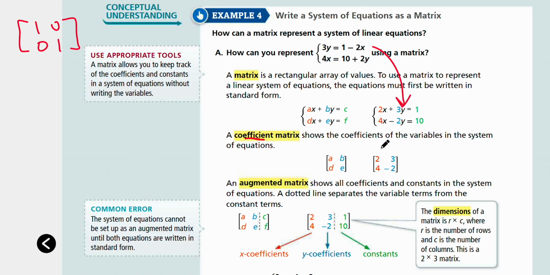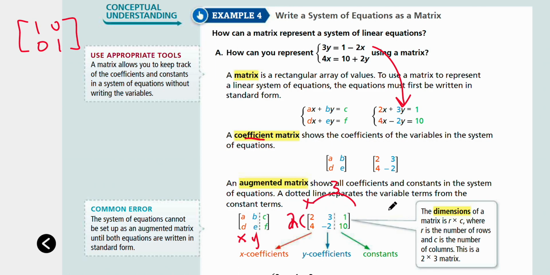We're just going to look at the numbers and forget about the variables. Just remember that the first column is for the x coefficients, the second column is for the y coefficients, and the last one is for the constants after the equal sign. The dimensions of the matrix are R times C, where R is the number of rows and C is the number of columns. Here we have 2 rows, and then 3 columns. So this is a 2 by 3 matrix. Just count the numbers here.